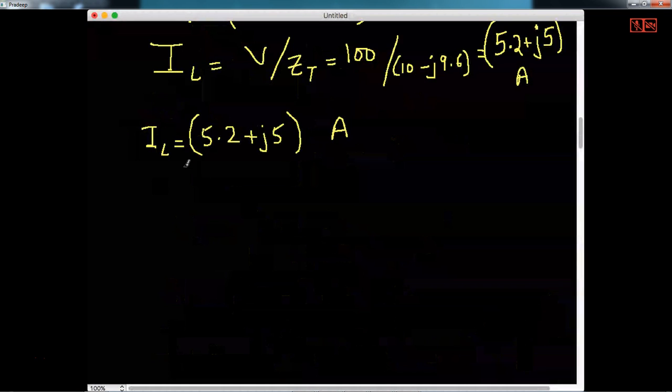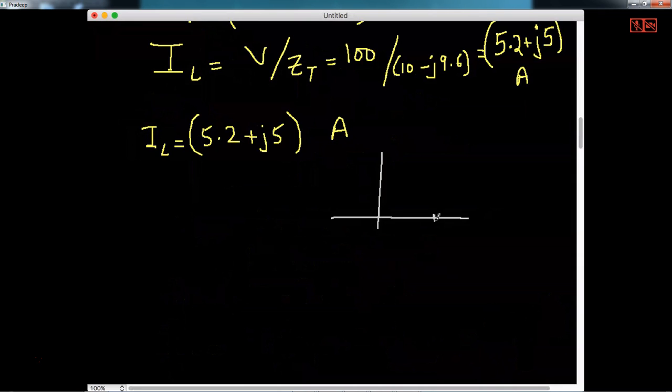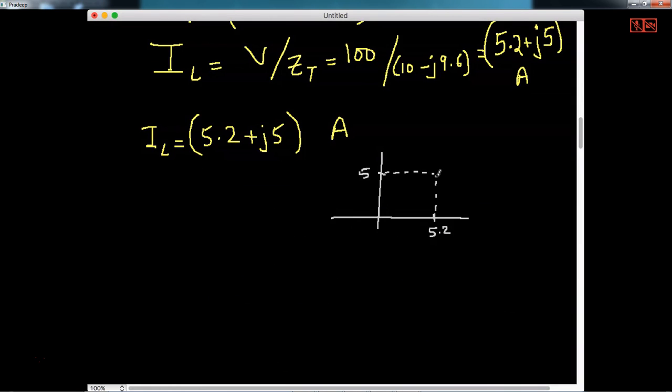So a small diagram will help you. Think of a diagram like this. On the horizontal axis, the current measurement is 5.2, so this is 5.2. The vertical axis is the imaginary axis, and on that I will mark 5. Corresponding to 5 on the imaginary axis and 5.2 on the real axis, there is a point, and if I join that point with the origin, then that line is what we are calling the current.